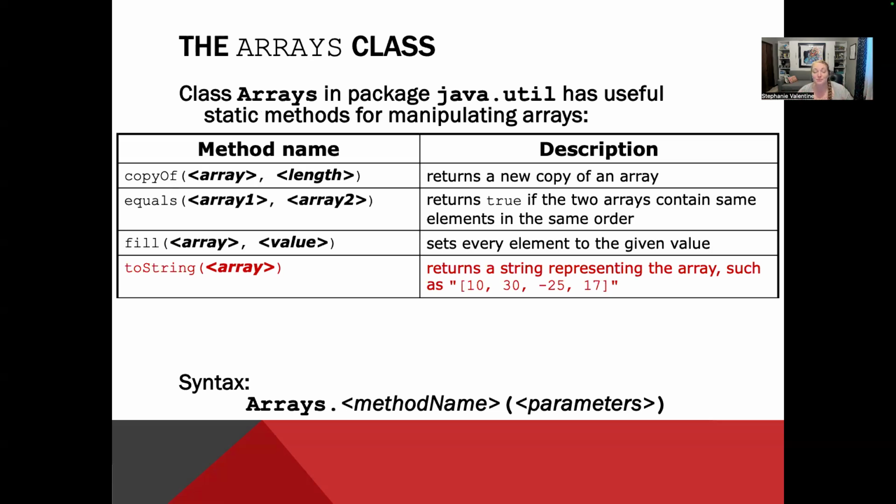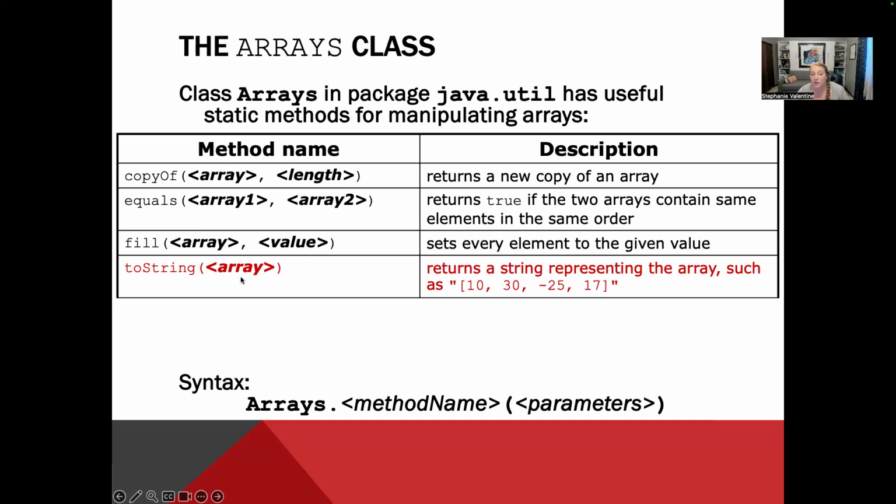Let me start over. I want to make clear what each of these functions does. The copyOf is going to return to you a new array, so you'll have to store it in a variable when it returns. The equals function is going to return a Boolean to you. Are they the same or are they not the same? The fill function is actually going to modify the array that you provided, and it's going to change all of the values on the inside of the array.